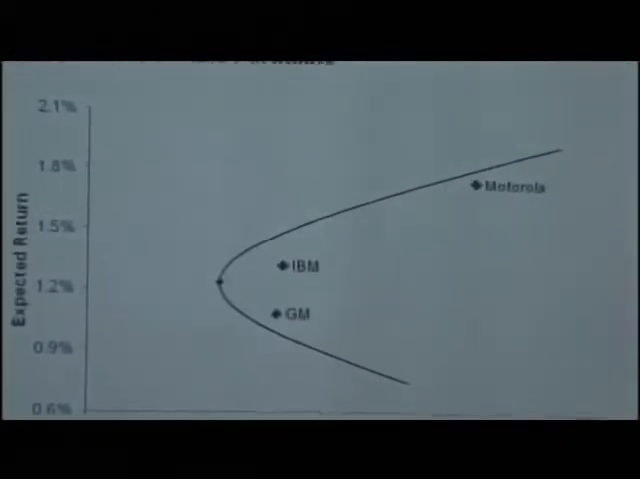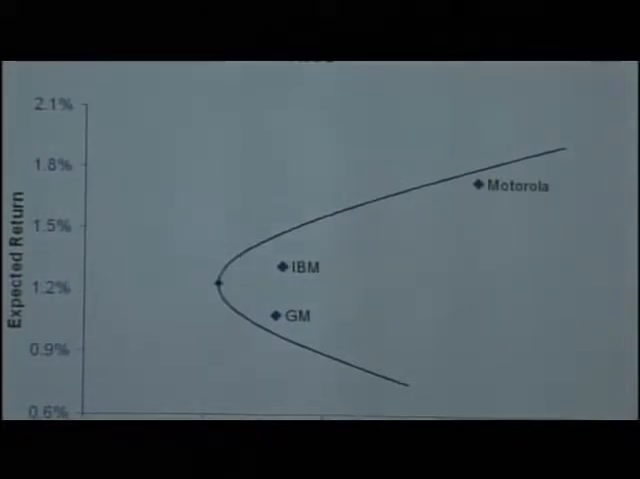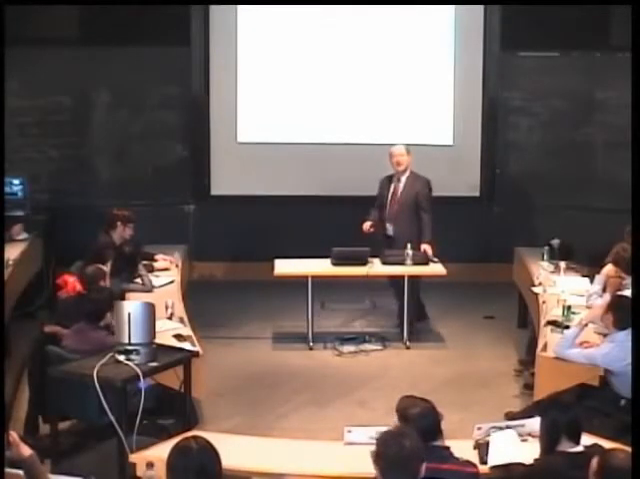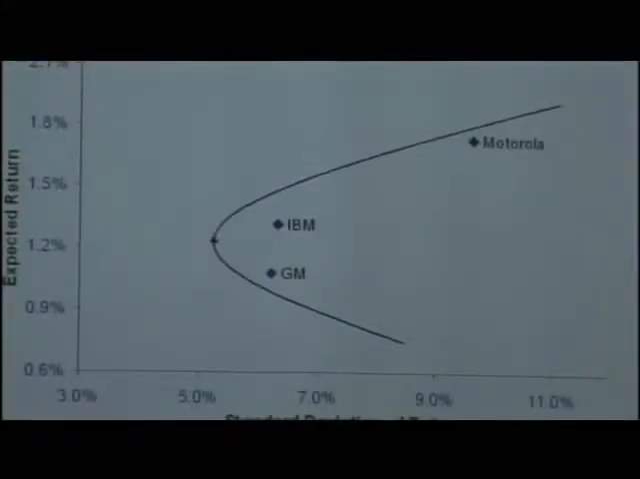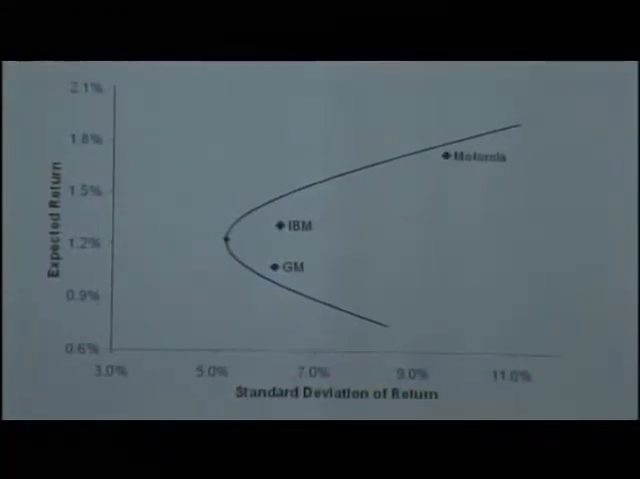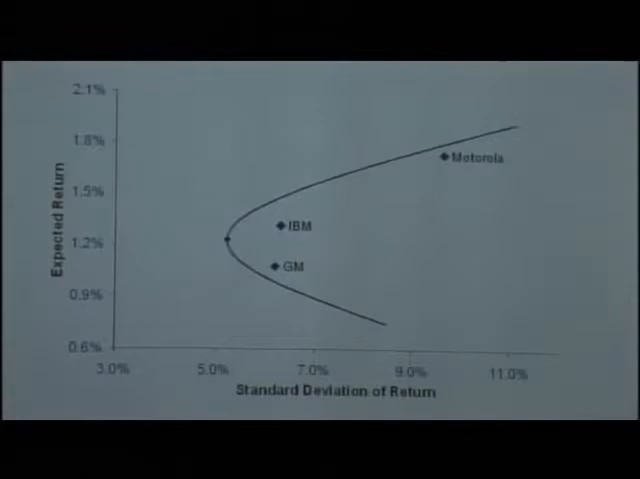The bullet is strictly to the northwest of these stocks, right? In other words, you can do better than any one of these, either by going here or by going here. For the same level of risk, you can get a higher return. For the same level of expected return, you can get lower risk.